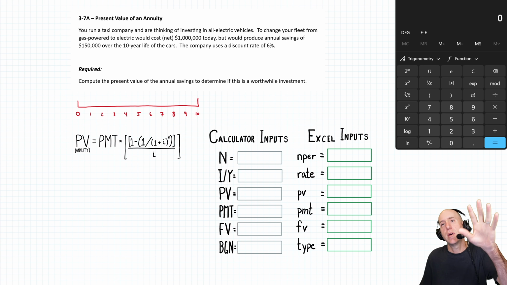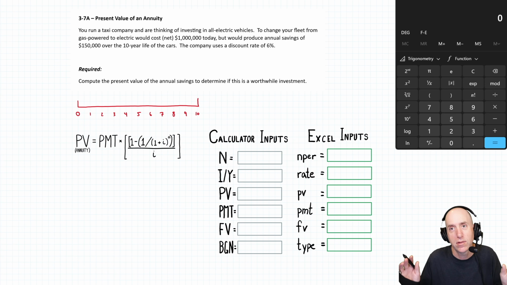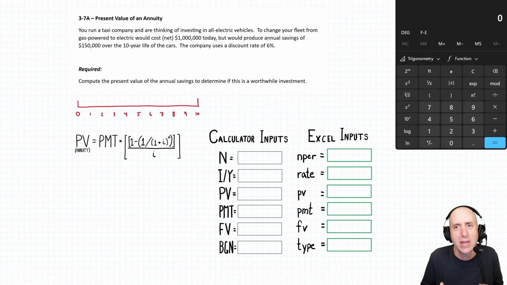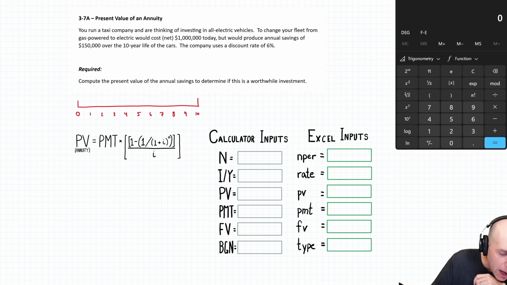So giving up $1 million today to save $150,000 a year for 10 years. So that's $1.5 million. If you do 150 times 10, you go, oh, I'm saving $1.5 million. But remember, the savings 10 years from now is not worth $150,000 today. So we have to discount those future positive cash flows, and the savings is the same as a positive cash flow for our purposes. So it says compute the present value of the annual savings to determine whether this is a worthwhile investment. So we're giving up $1 million at time 0, and the idea is, well, we're going to go plus 150K at time 1, plus 150K at time 2.